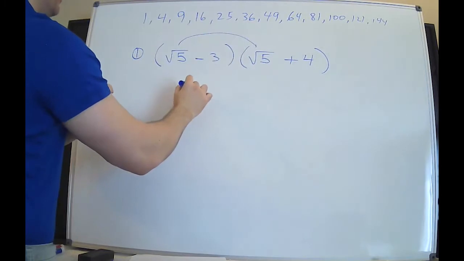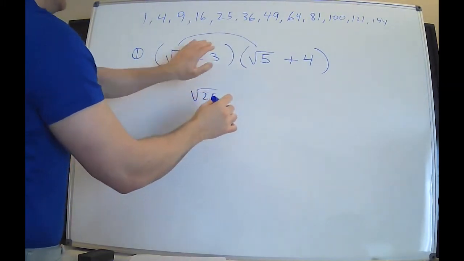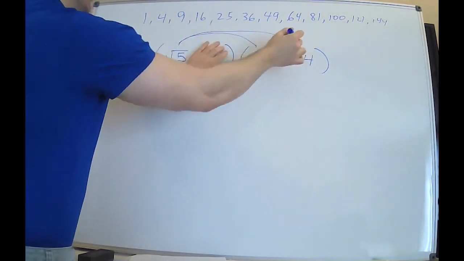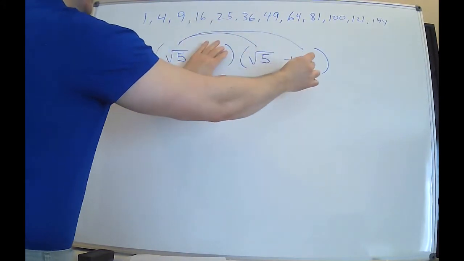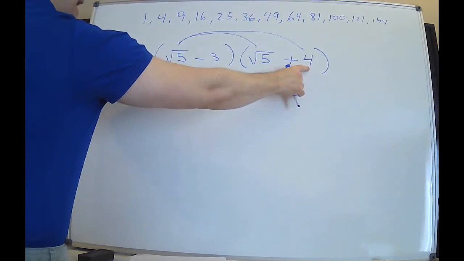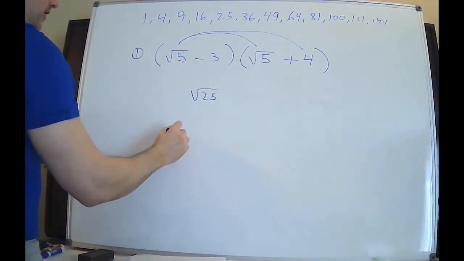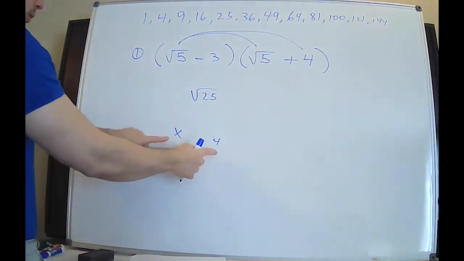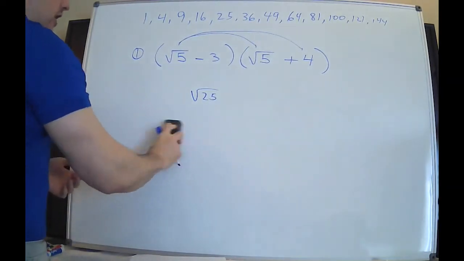Radical 5 times radical 5 is radical 25, right? Now you've got to do the outer. So you get radical 5 times 4. Now this way you have to be careful. This is not in jail. When you multiply radical 5 and 4 together, it's like you're doing x times 4. What can you write? You can just write 4x.